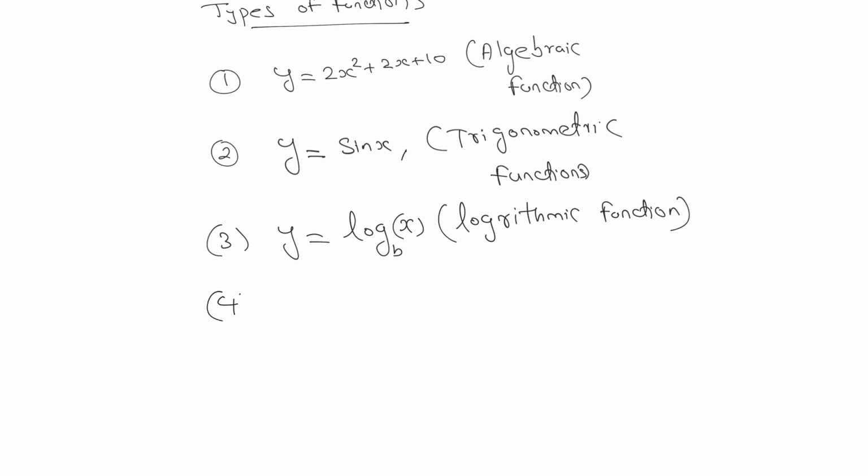And the next one is, if you are writing y is equal to something like 5 raised to x. If it is x raised to 5, that is an algebraic function. But if you are writing 5 raised to x, where the power is a variable, then it is known as an exponential function.